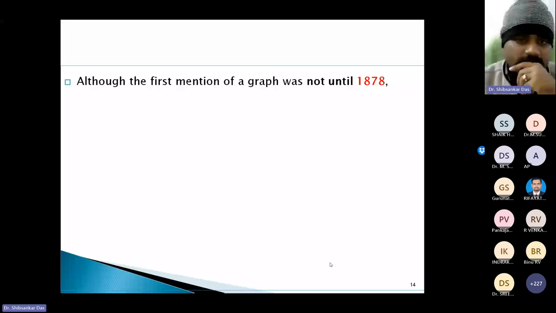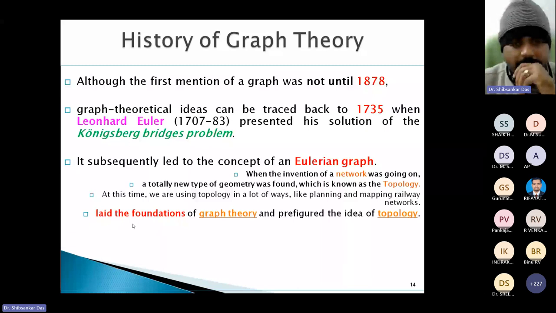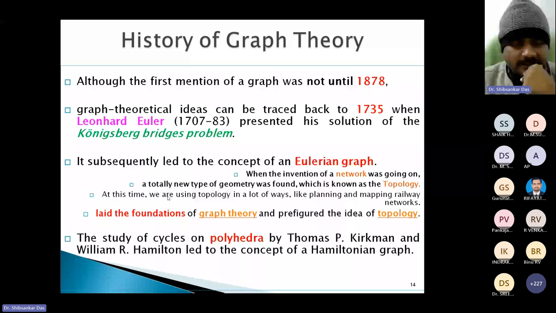So the Eulerian graph and this Königsberg bridge problem: basically Euler laid a fine foundation for graph theory as well as topology in the area of geometry. And later the study of cycles on polyhedra was investigated by Thomas Kirkman and William Hamilton, which led to the idea of the Hamiltonian graph.